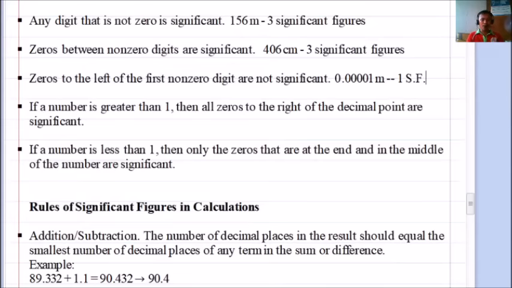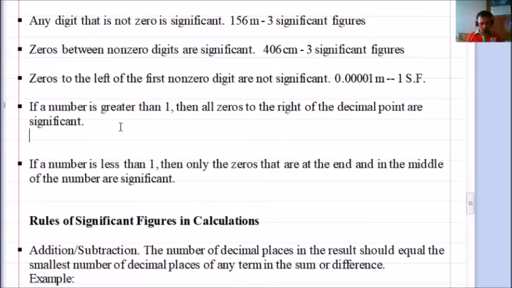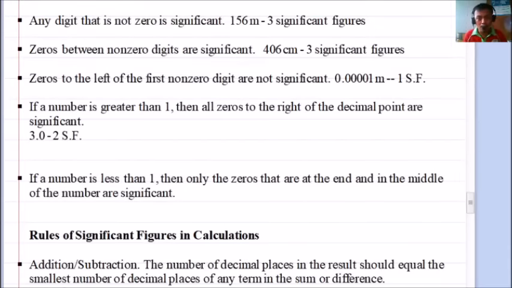Now, if a number is greater than 1, then all zeros to the right of the decimal point are significant. So, halimbawa, let's say, we have 3.0. Meron pong dalawang significant figures yan. Since all the zeros, lalo na pag greater than 1, to the right are significant. Yan naman yung pagdating po sa pag-identify ng significant figures. Of course, this is grams.